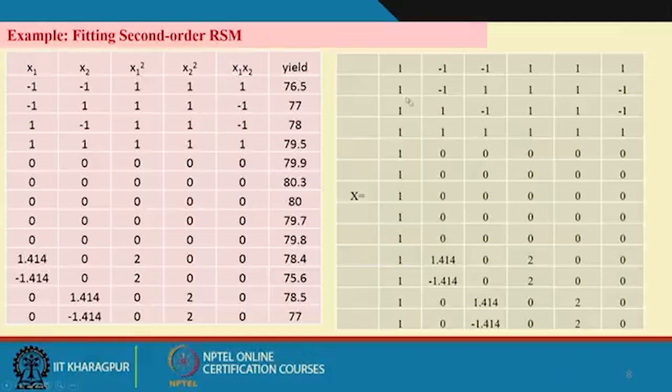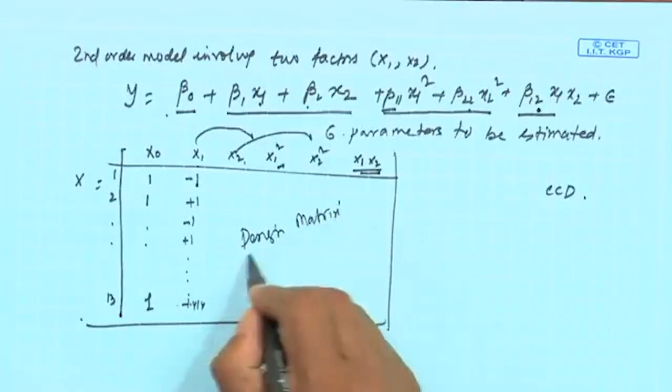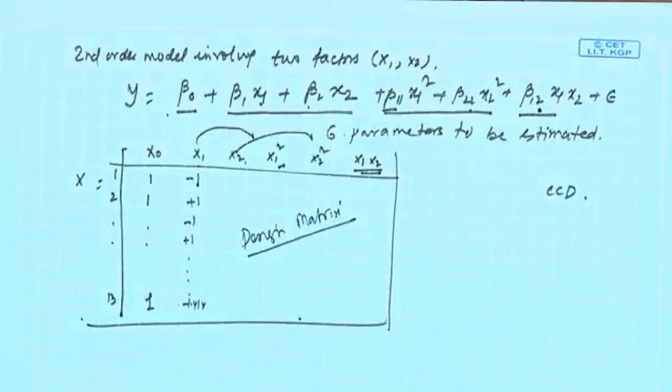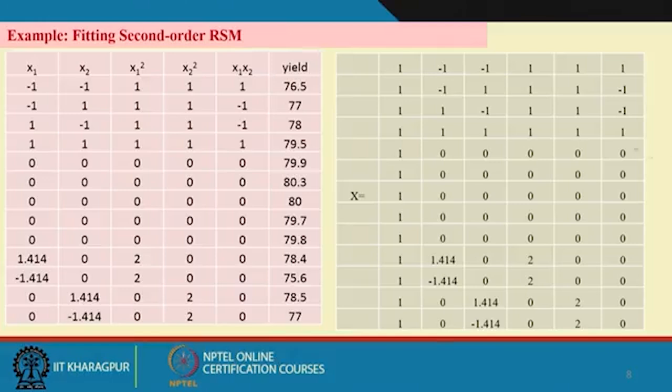So, what is the resultant matrix? The first column will be all 1, the second column will be minus 1, plus 1, minus 1, plus 1, and like this. Ultimately, you will get this kind of design matrix. So, this is known as the design matrix. Okay. You just verify, and if there is any mistake you point it out in the discussion forum. But this is the procedure.